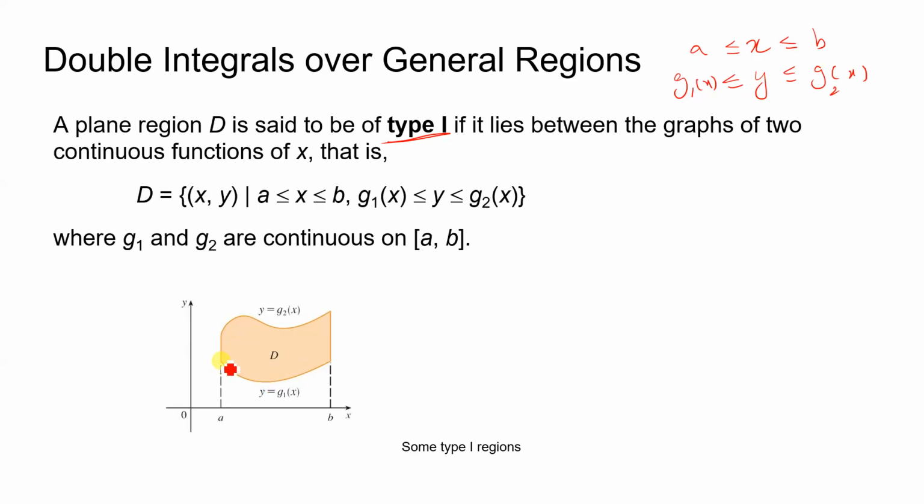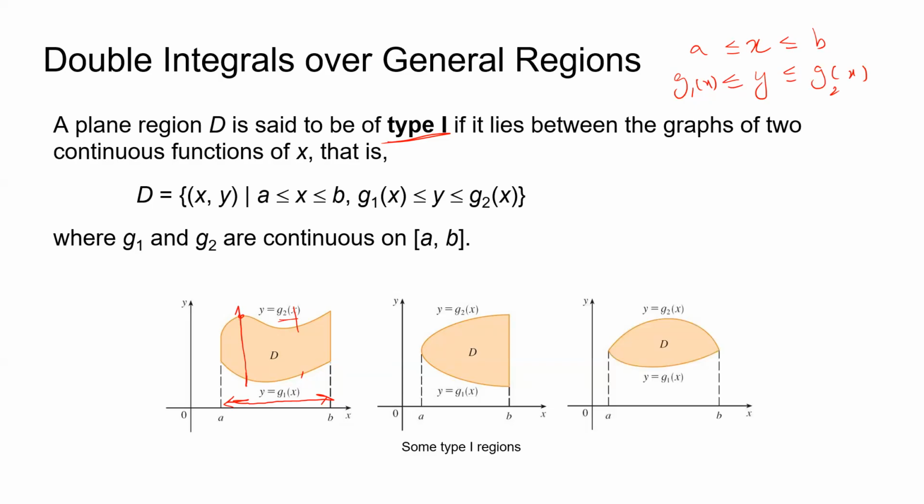In this region, x lies between a and b, where y is bounded below by this curve and bounded above by this curve. If you draw vertical lines in this region, you can see that every line enters the region from this curve, which is called the lower curve, and exits the region from this curve, which is the upper limit for y. There is another example of a type 1 region.